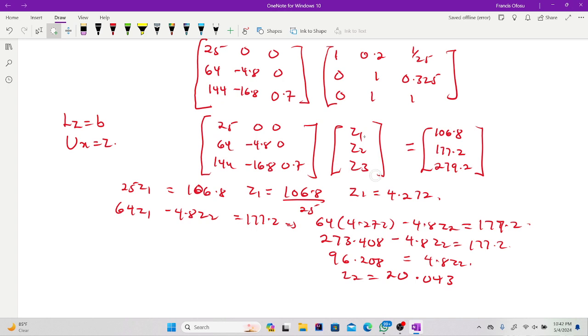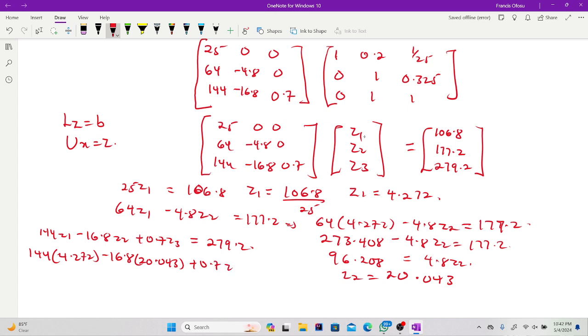Now, finally, we write our last equation. Our last equation is 144 Z1 minus 16.8 Z2 plus 0.7 Z3 is equal to 279.2. So I'll just make my direct substitution. 144 times 4.272 minus 16.8 times 20.043 plus 0.7 Z3 is equal to 279.2. So I'll simply do this straight away. So this is what I'm getting.